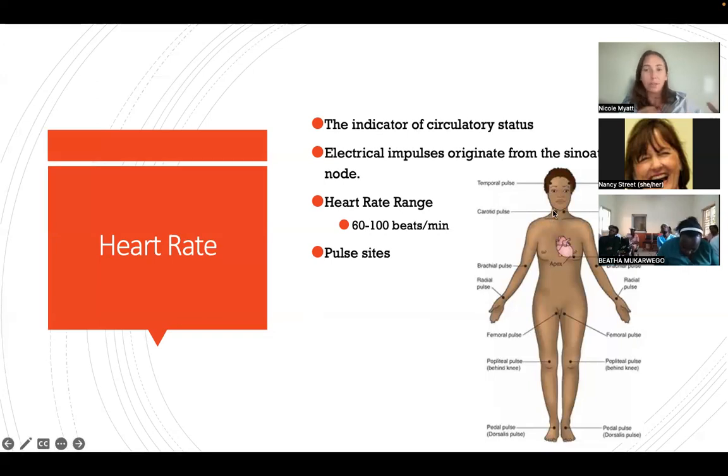Often if we're coding somebody or there's an emergency, we take a carotid pulse or a femoral pulse. These are places where the vessel is very large, and so it should be really easy to feel a pulse. So if somebody's in dire straits and we think that they don't have a heart rate, because the radial pulse is smaller, we may not feel it. So it's good to try the carotid or the femoral pulse there, just because it's such a large vessel.